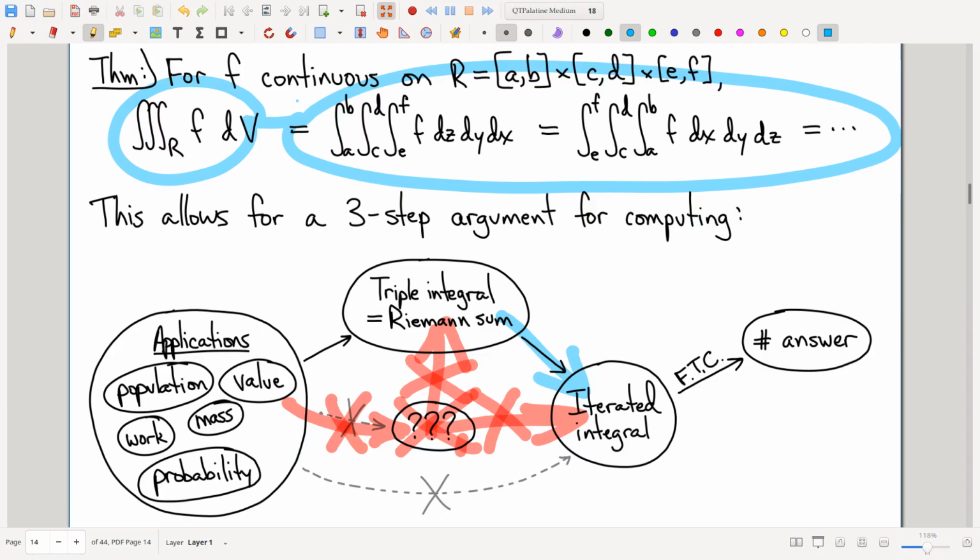It is perfectly analogous to the conclusion we got for double integrals. It's exactly what you would expect. I think this is pretty believable. I hope you're on board with that.